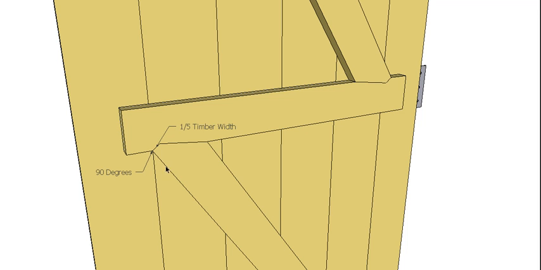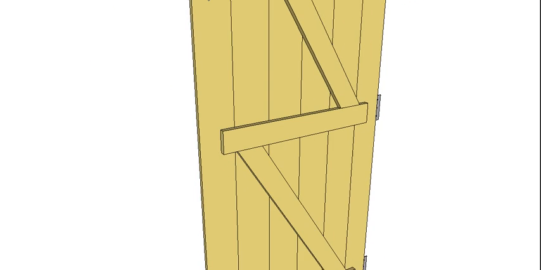What they generally do is divide the width of the timber up into five, come in one fifth at the 90 degree corner, then cut an angle back to where it meets the edge of the ledger. That gives you a little bit of a check-in for the brace to lock into the ledger. So that stops the door sagging. So that's a ledged and braced door.